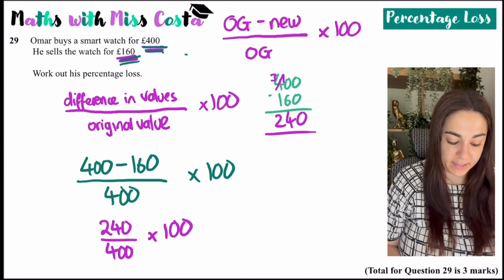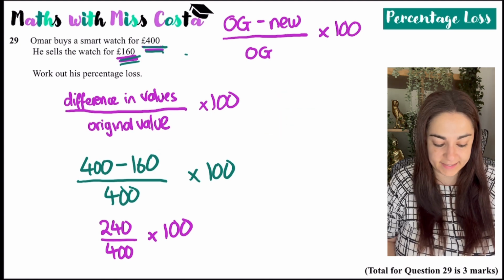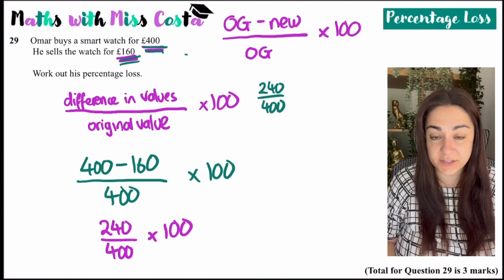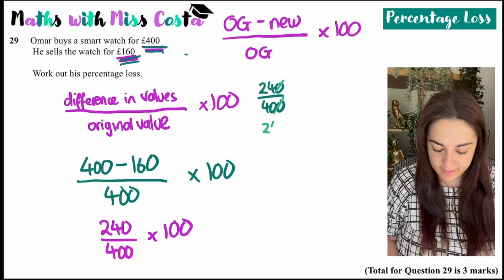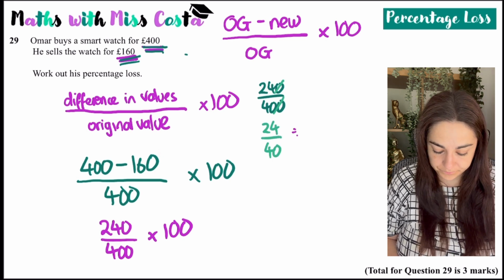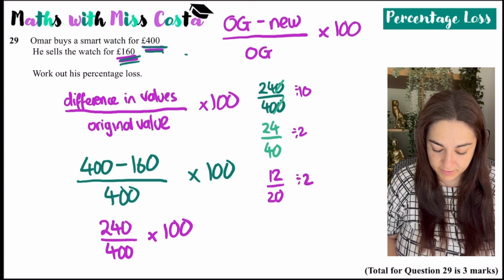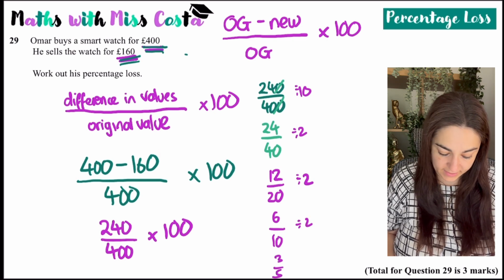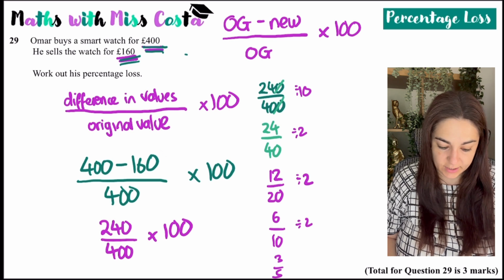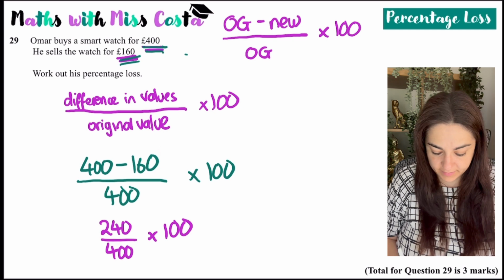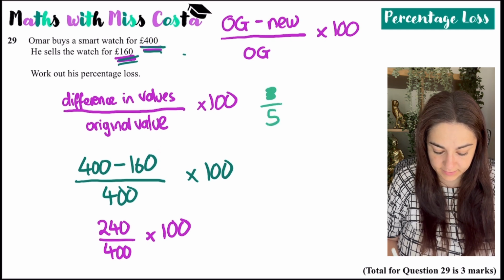Now, because this is a non-calculator paper, again, the best thing to do when we've got something like this is to just simplify it. So 240 over 400, if I divide by 10, that would become 24 over 40. I could then divide that by 2. So that would become 12 over 20. Divide by 2 again, that would become 6 over 10. Divide by 2 again, that would become 3/5. So that makes it a lot easier for me to work with. So 240 divided by 400 ends up being 3/5.